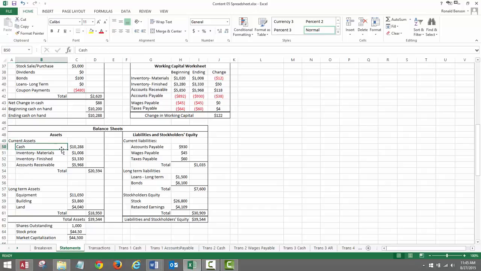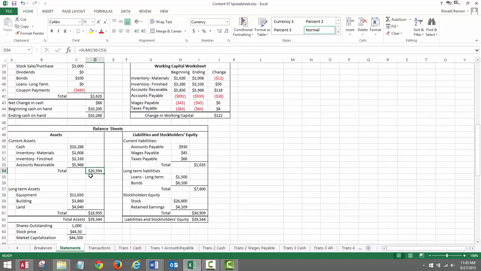We start with cash, and that comes right out of the ending balance of the cash flow statement that we had in the previous video, 2,288. That's an asset. Then we have some working capital accounts, which are assets: inventory, materials, finished, receivable. Technically, they could be sold for cash, or they could be collected from our customers. And they come right out of the working capital worksheet, the 1,008, 3,330, and 5,968, which are these three values here. So that totals up to be our current assets.